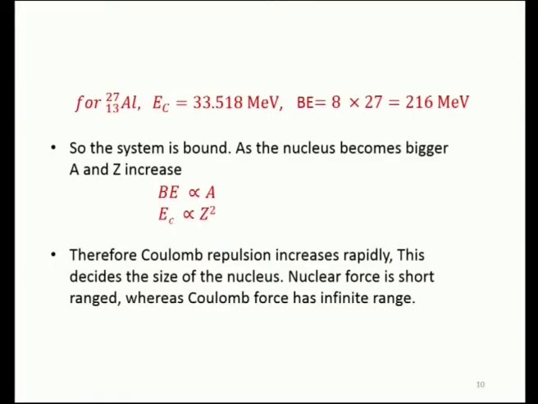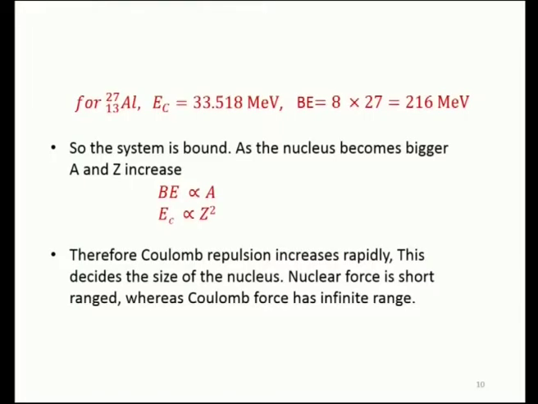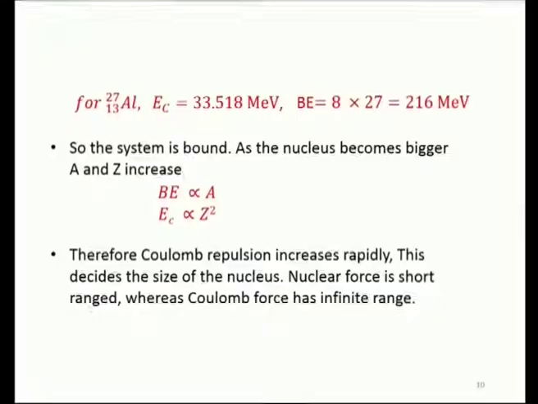Suppose I take aluminium and I want to make it undergo fission. Then what is the energy required that I have to give? See, this is already 216 and this is 33. So, more than 170 or 180 MeV I have to give in order to separate it. Whereas, if you take uranium, the Coulomb energy and binding energy will be almost equal, and it is possible to make it undergo fission.